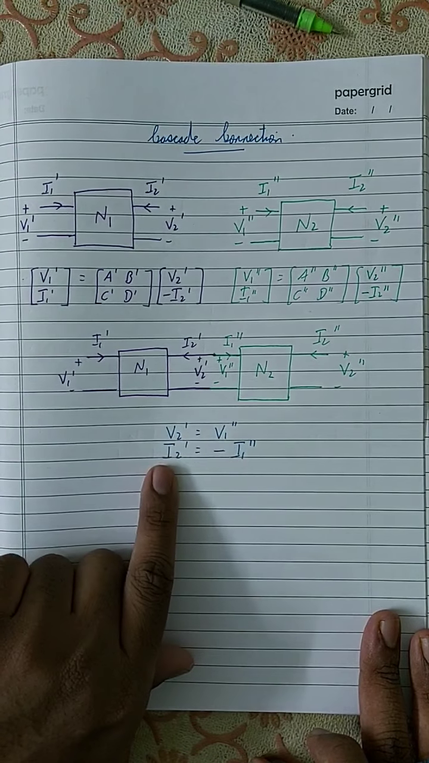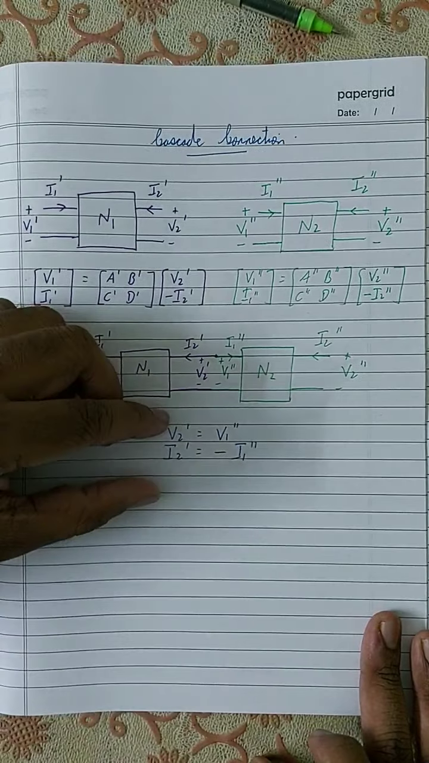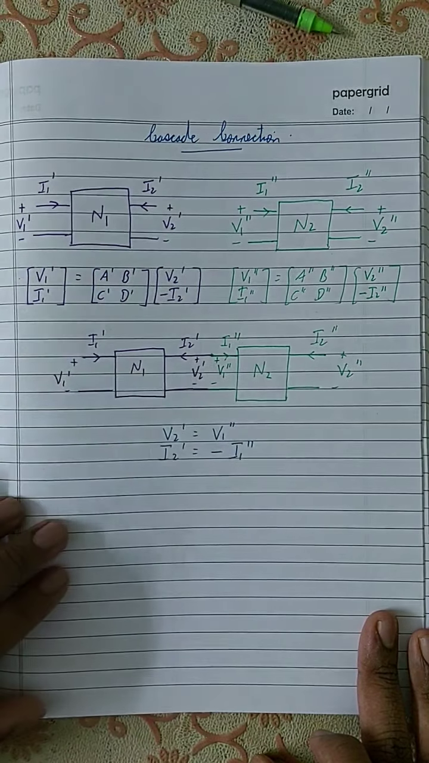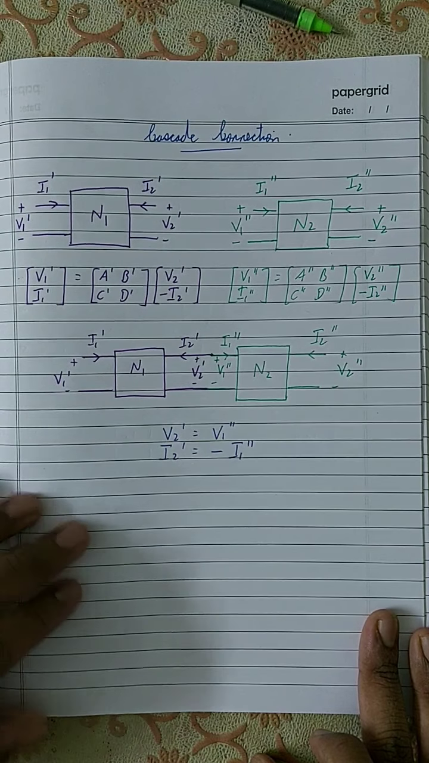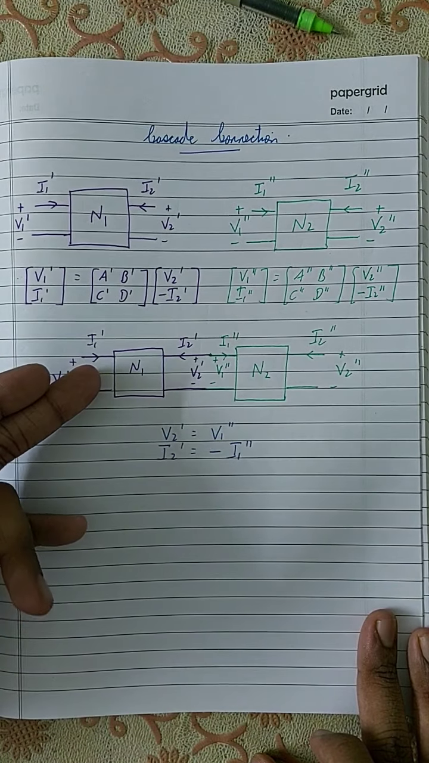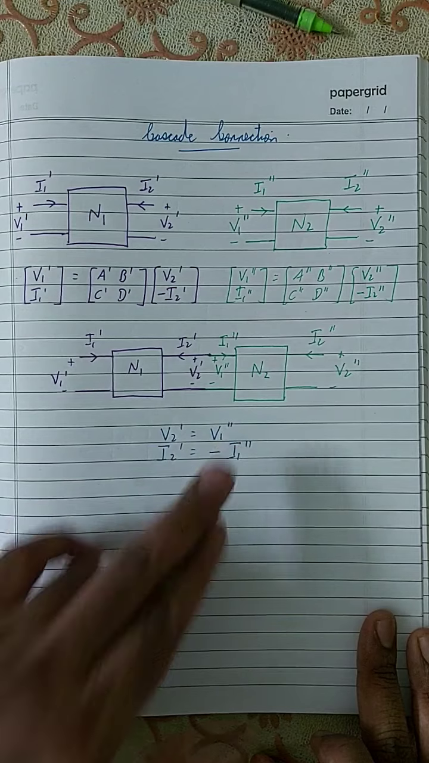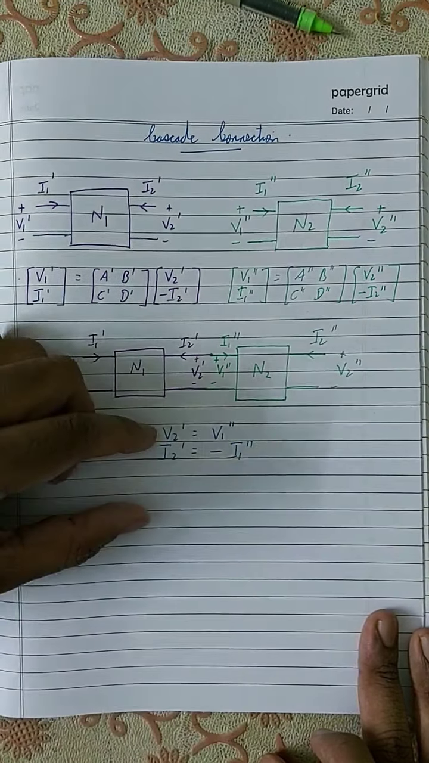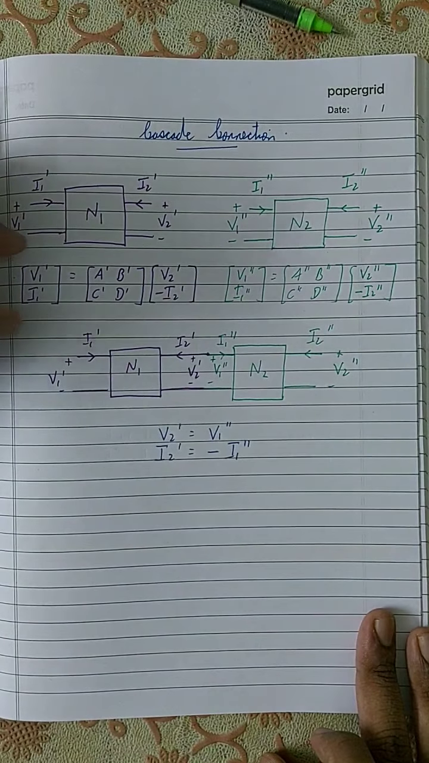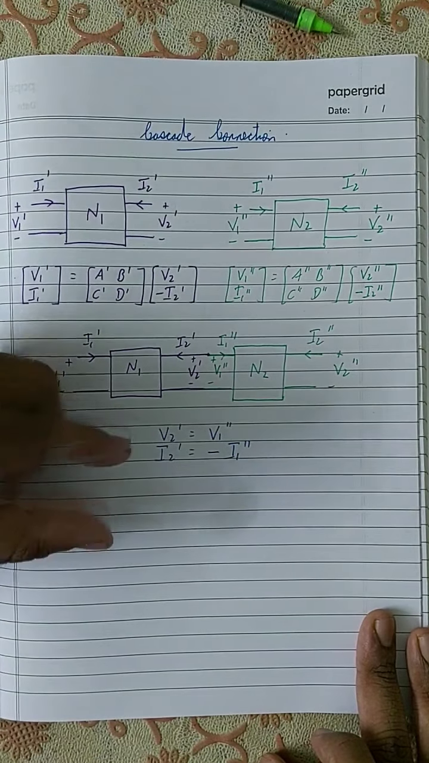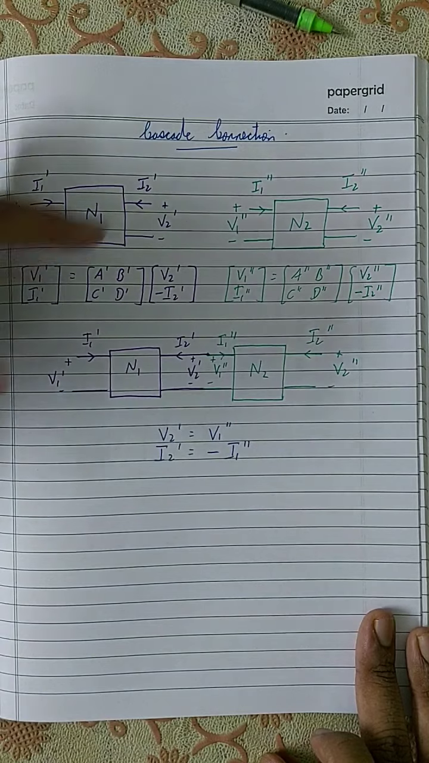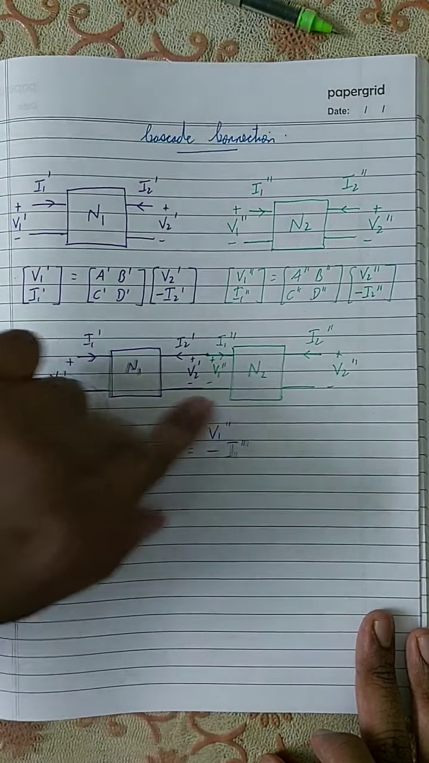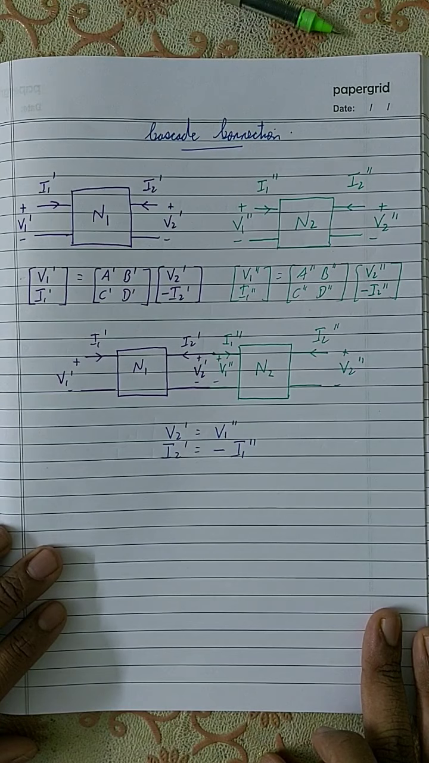When two-port networks are connected in cascade, this is what happens: the output voltage of the first network is equal to the input voltage of the second network, and the output current of the first network is the minus of the input current of the second network. From here, if you have really understood the ABCD parameters, you can understand why we choose ABCD parameters to represent the cascade. It's all in this equation. So let's see what happens.